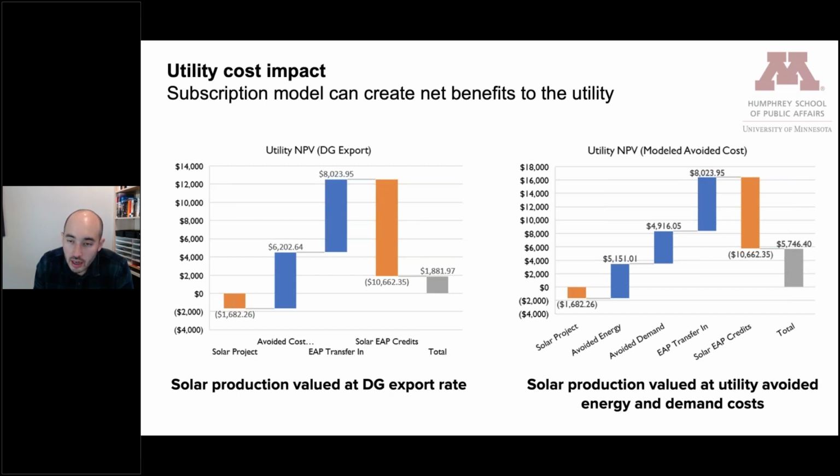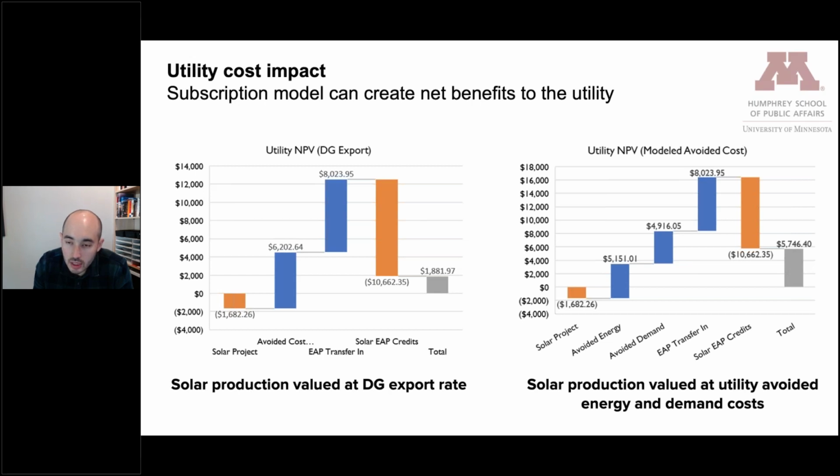And then we look at the transfers in to the utility from energy assistance, and then the solar EAP credits, which are larger than the EAP transfer in. And the fact that the EAP credits are larger than the EAP transfer in is a good sign too, because that means more value is going to those subscribers than they would be otherwise on traditional energy assistance.